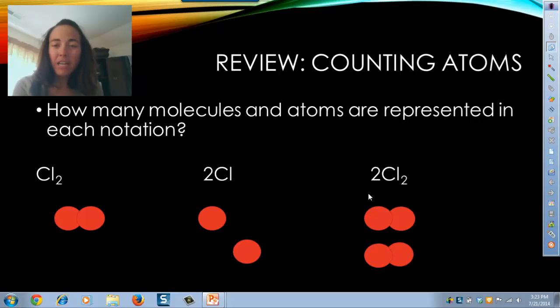And then finally this one, 2 Cl2s, represents two chlorine molecules. Chlorine's a diatomic element, remember, so here's one of the molecules with two chlorines, and here's the second molecule with two chlorines. Make sure you keep in mind how to count the atoms as we learn to balance.